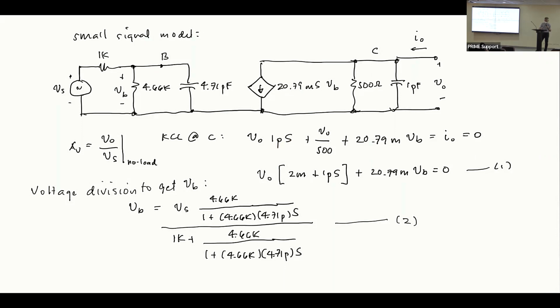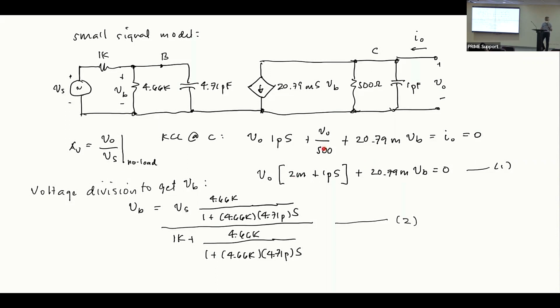No? The current going down here is V sub O over 500. And then the current going down here is 20.79 m multiplied by V sub B, where V sub B is the small signal voltage from my base to my emitter. So this is V sub B. So this is my first equation. So simplifying that just comes out to this. Because 1 over 500 is 2 times 10 to the minus 3 or 2 milli. So this is your first equation.